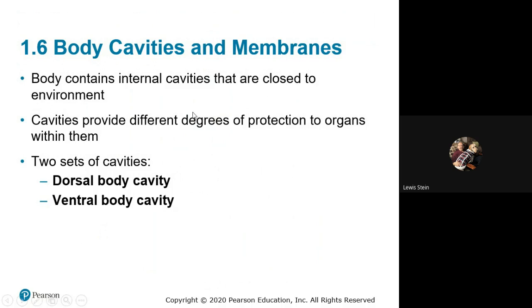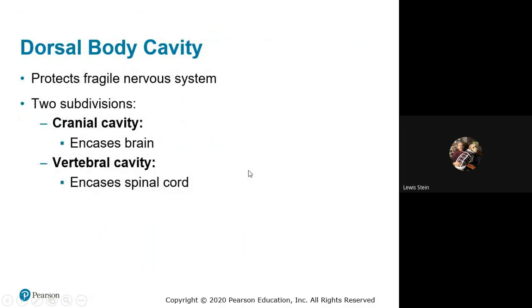Okay. Internal cavities. You got two. Everybody, you got two cavities. You have the dorsal body cavity. We're not talking about teeth. The cranial cavity and the vertebral cavity are small dorsal. They contain one thing: central nervous system, brain, spinal cord. Period.